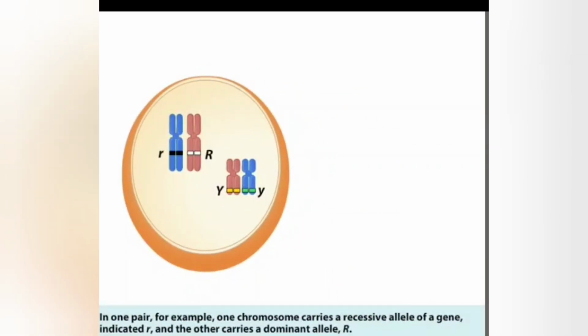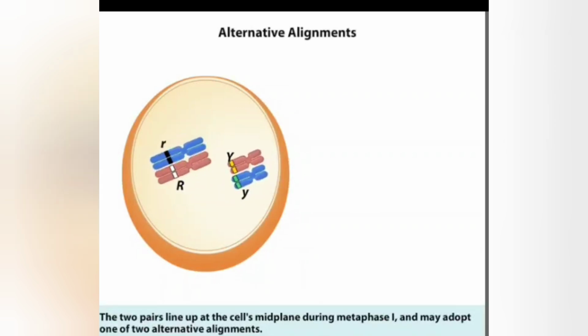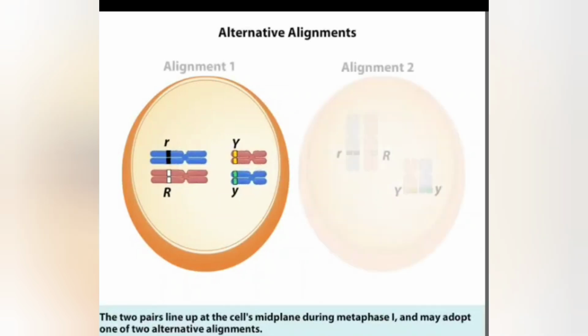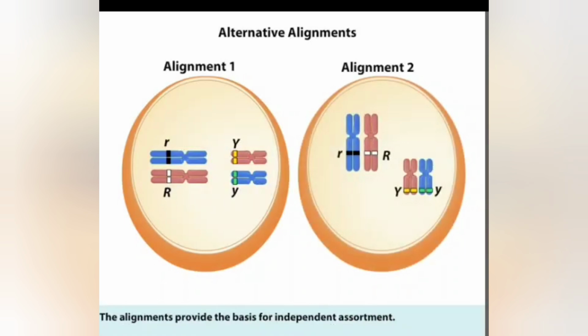In one pair, for example, one chromosome carries a recessive allele of a gene, indicated little r, and the other carries a dominant allele, big R. The two pairs line up at the cell's midplane during metaphase 1 and may adopt one of two alternative alignments. The alignments provide the basis for independent assortment.